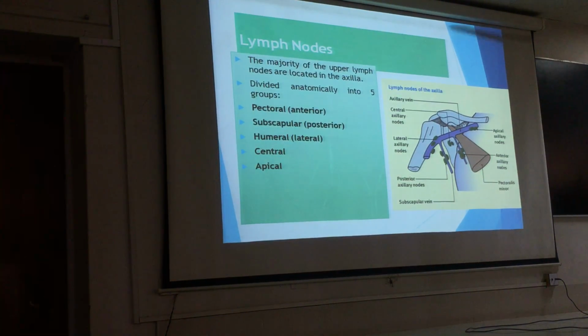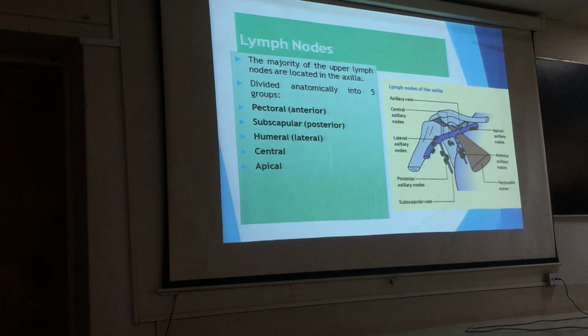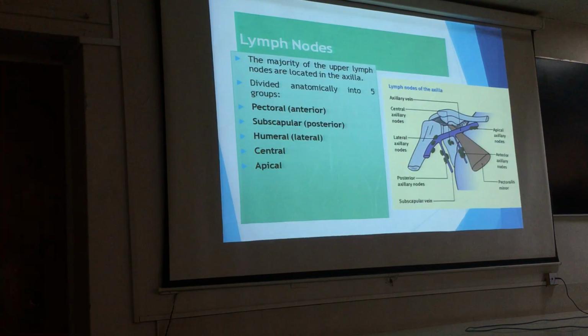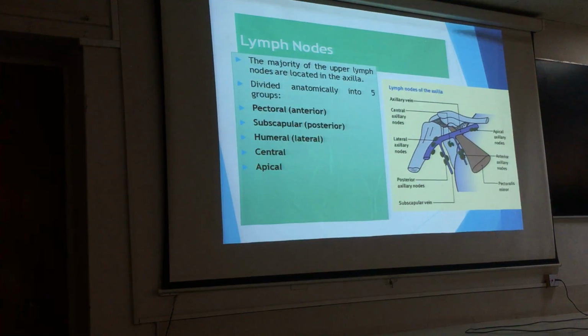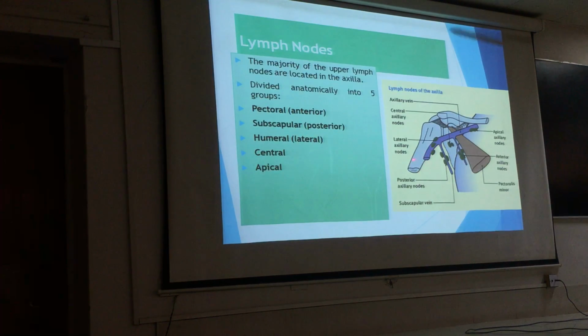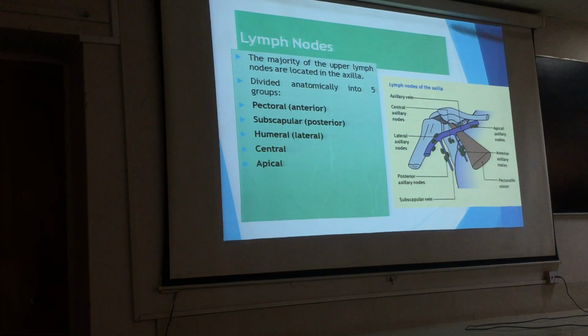And when we talk about the posterior group, we have also done the muscles of the scapular region, if you remember. So we also give the name subscapular group or the posterior group of the axillary lymph nodes. One group we have already done, and we know it should be related to the humerus, and the major drainage of the lymphatics of the upper limb is actually into that group lying along the humerus. We call it the lateral group of the axillary lymph node, and that is also called the humeral group of the axillary lymph nodes.